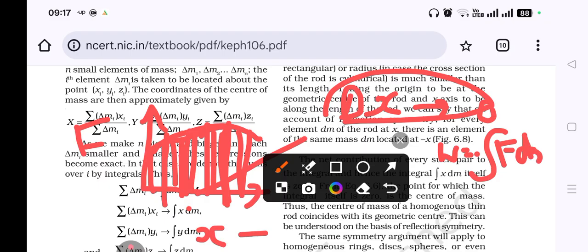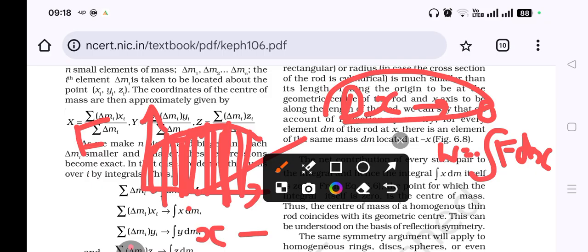We have divided the whole area into very small strips dx, and when we sum them, that is called integration. The summation changes to integration when we take the limit delta x tends to 0. A similar idea we are executing here.